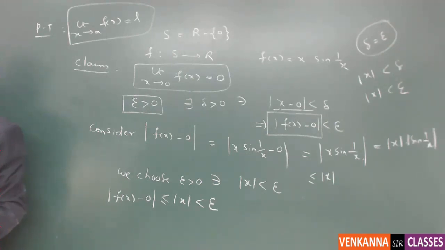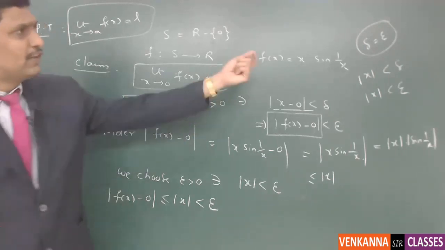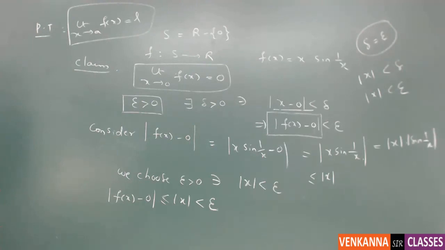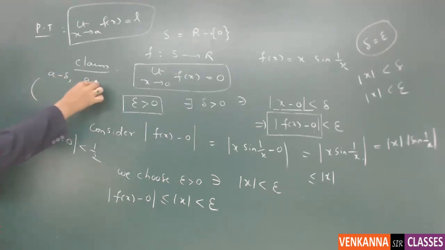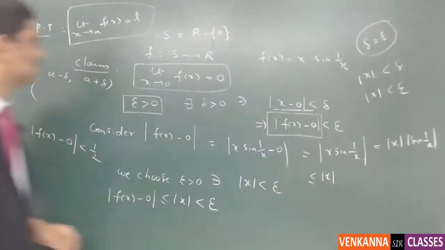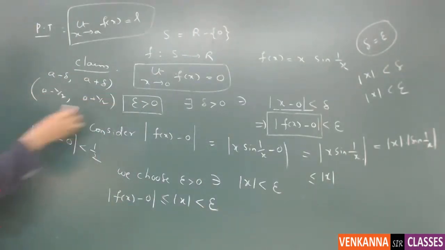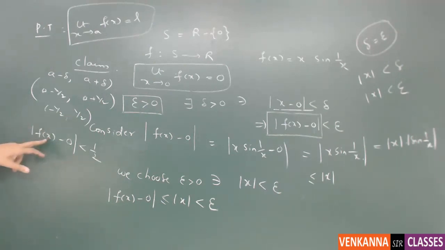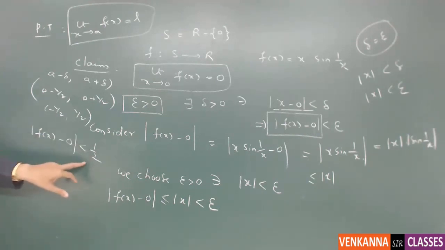Any questions? If you have any questions, you can ask. Yeah. Let me say, you give me a value for epsilon. Say epsilon is equal to 1 by 2. Right. So it means that mod f of x minus 0 is less than 1 by 2. If you choose the neighborhood, as we have a minus delta comma a plus delta, I am taking delta equal to epsilon. So 0 minus 1 by 2 comma 0 plus 1 by 2. So whatever value x you choose in this interval, if you calculate f of x minus 0, the difference will be less than 1 by 2. This is the underlying idea here.